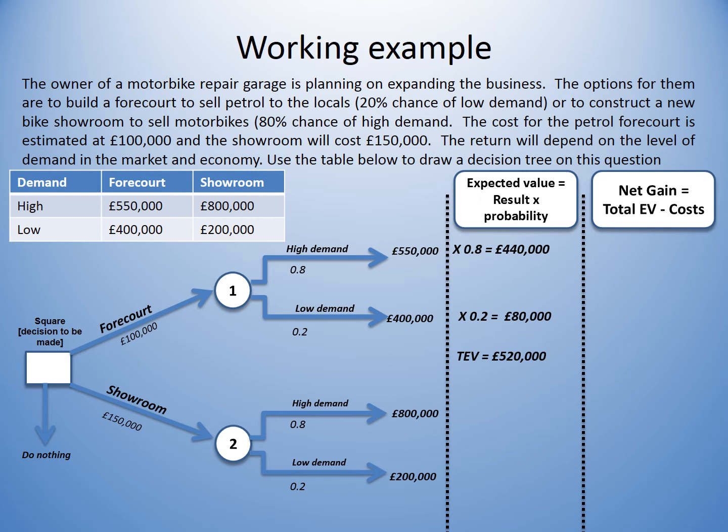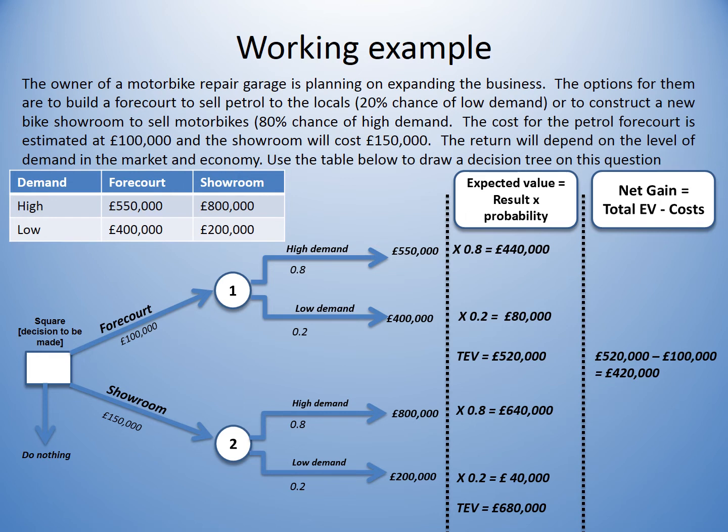Because obviously, the probabilities sort of add through, don't they? Right, then we do the same at the bottom, which gives us 680,000. And then from there, we need to work out the net gain. So don't forget, net gain equals total EV minus costs. Well, we've written total EV already. So all you have to do is just put in the minus the costs, gives us 420,000.